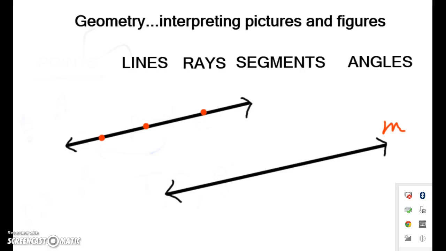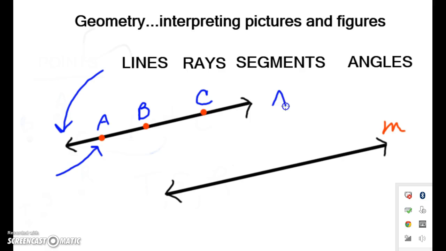Next, you might run into lines. Lines you will always identify because of the arrowheads on the end of the straight figures. Lines also have names, so you can draw someone's attention to a particular line in a picture. There are two ways to do this. One is you pay attention to the particular points that are located on a line. These red points right here are indicating the location of each point. But if I want to call that line by name, I only use two of those points.